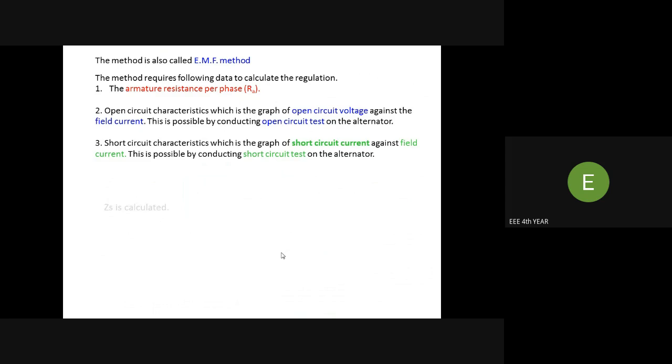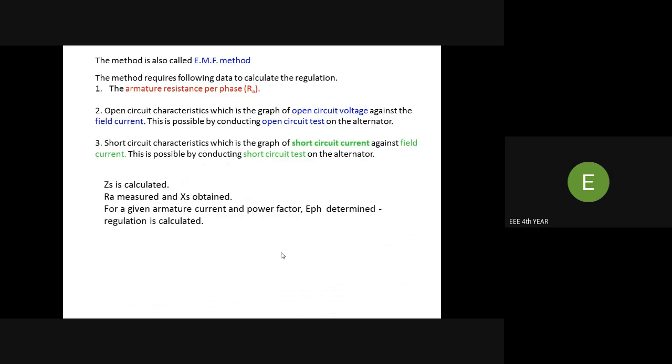In this case, we first determine the armature resistance per phase. Then we conduct the open circuit test, with which we can draw the open circuit characteristic curve. Then we conduct the short circuit test, with which we can draw the short circuit characteristic curve. From the open circuit characteristic curve and the short circuit curve, we can determine the synchronous impedance value. With the help of RA, the armature resistance value, and the synchronous reactance value, we can determine the no load induced EMF, E phase.